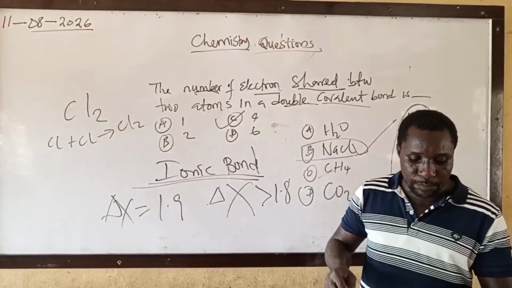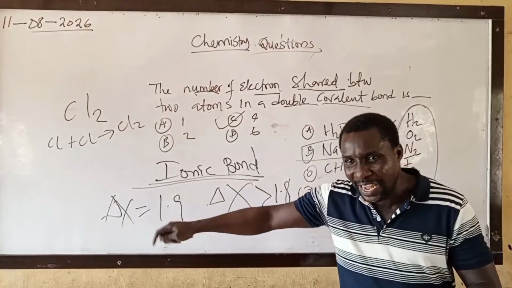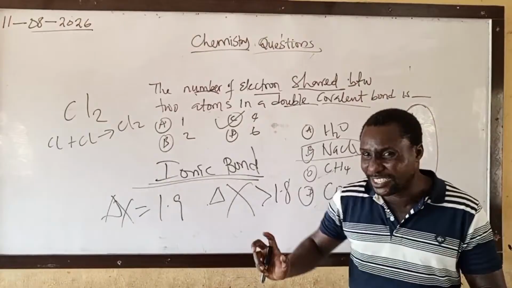Valence shell electron pair repulsion, shape of molecules. That topic is under covalent bond, shape of molecules, which I will explain tomorrow.